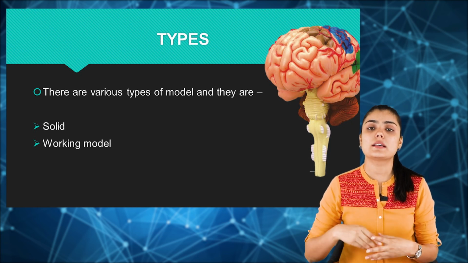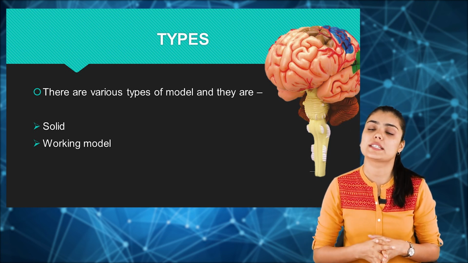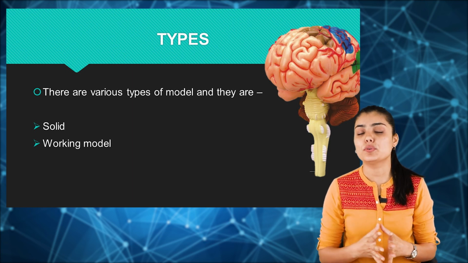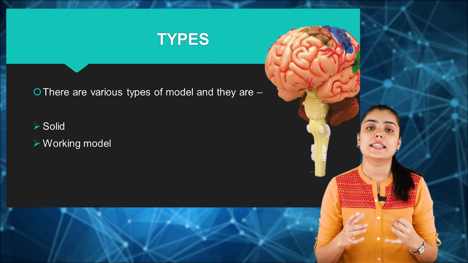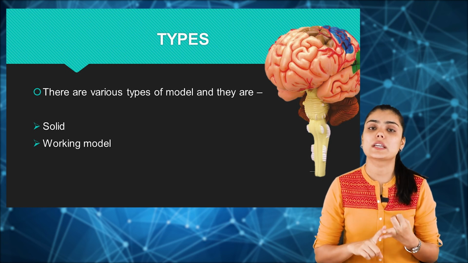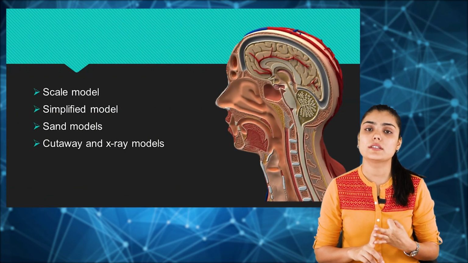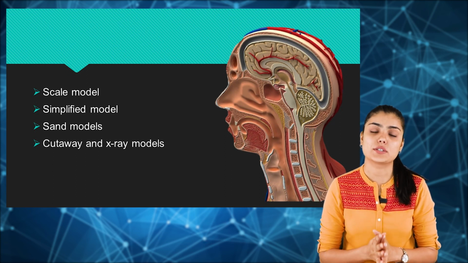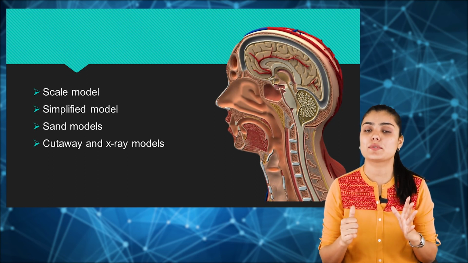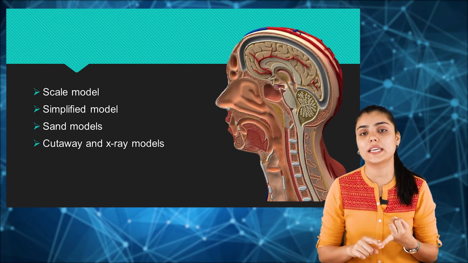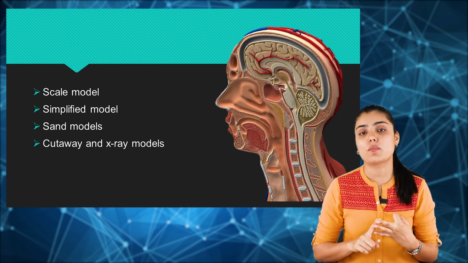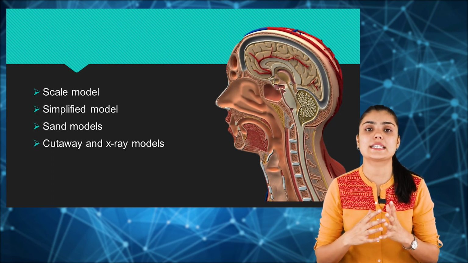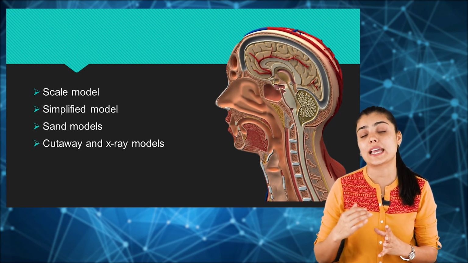Let us now discuss the different types of models that are available. There are various types of models that can be used for educational purposes. There are solid models, working models, scale models, cutaway models, sand models, and simplified models. So there are majorly six different types of models, which are solid, working, cutaway or X-ray models, sand models, scale models, and simplified models. Let us see one by one what these different types of models are.